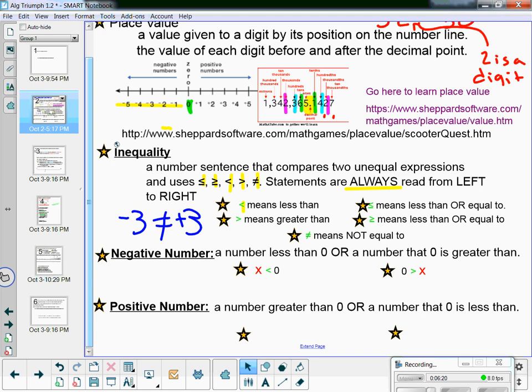Positive numbers. A number greater than 0 or a number that 0 is less than. Go back up to your number line. A number greater than 0. So that means I need to be to the right. All these numbers are greater than 0. X is greater than 0. Or 0 has to be less than it. 0 is to the left, so 0 then must be less than X.